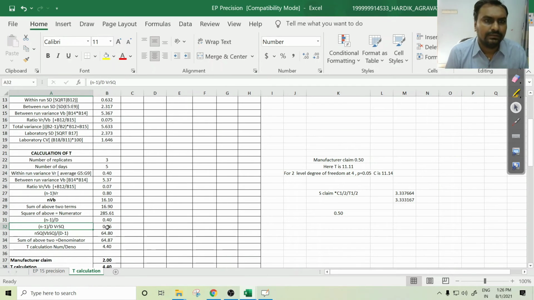So we have to calculate the square of the number of replicates. We have 3, so 3 squared is 9, into the between-run variance square, that is B25 into B25 upon d minus 1. So what we got is 64.80, and the sum of both will be our denominator.